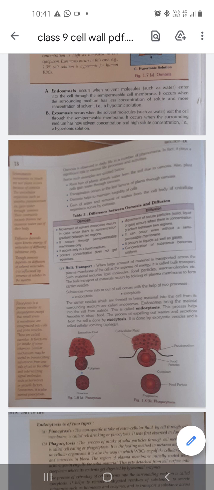Phagocytosis: the process of intake of solid particles through the cell membrane is called cell eating or phagocytosis. It is the feeding method in metazoa and some unicellular organisms. It is also the way in which WBCs engulf cellular debris and microbes in the blood.